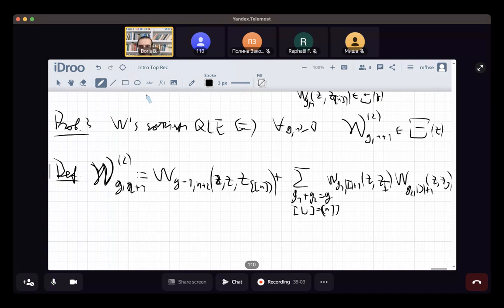Here it is assumed that LLE are satisfied. So for this problem 3, this holds only if we already have the linear equation.